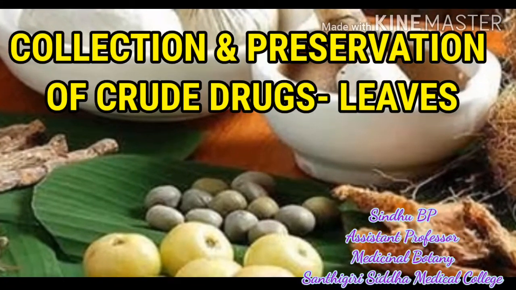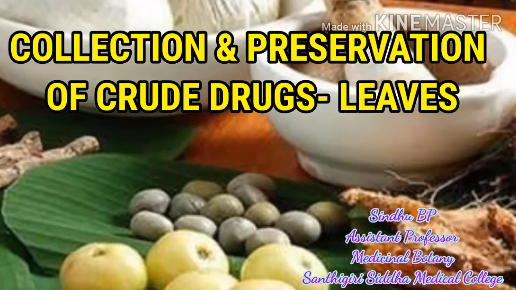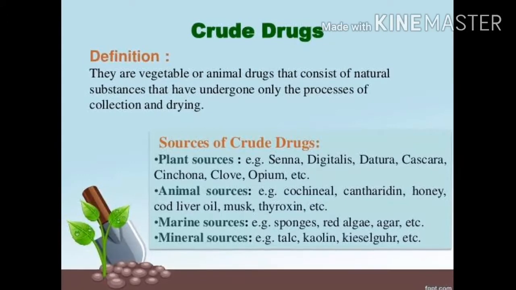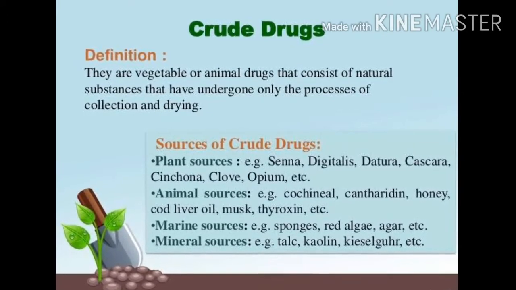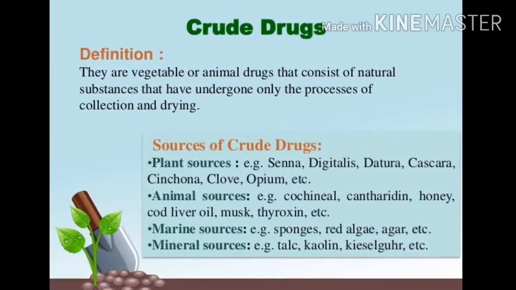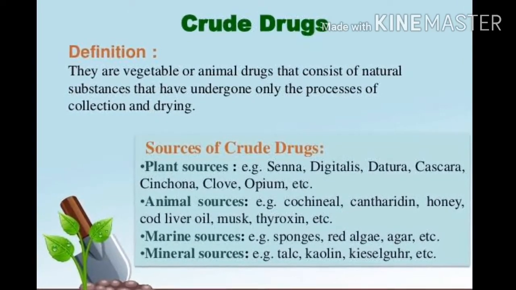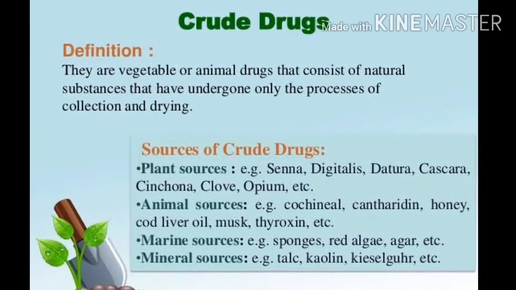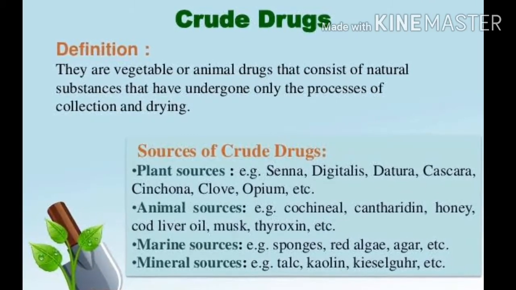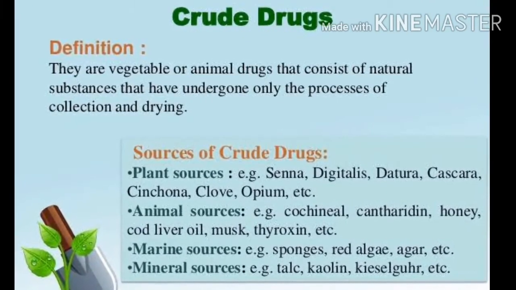Collection and preservation of crude drugs, special emphasis on leaves. You know that crude drugs are plant, animal or mineral drugs that consist of natural substances that have undergone only the process of collection and drying. They do not undergo any processes other than collection and drying.